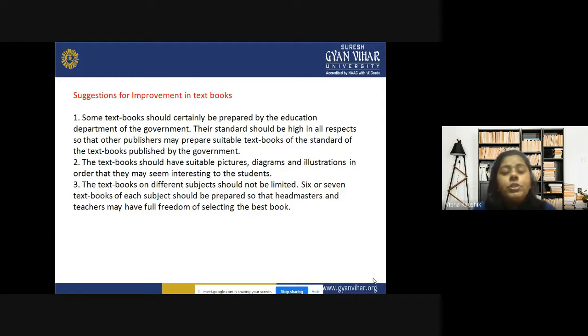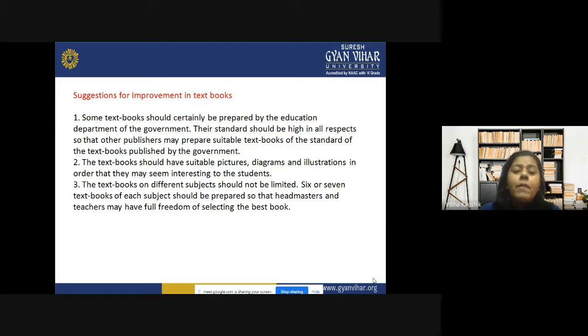Now, suggestions for improvement in textbooks. Some textbooks should certainly be prepared and published by the education department of the government. Their standard should be high, and the books published by the education department of the government should be of high standard in all respects, so that other publishers may prepare suitable textbooks to the standards of the textbooks published by the government.